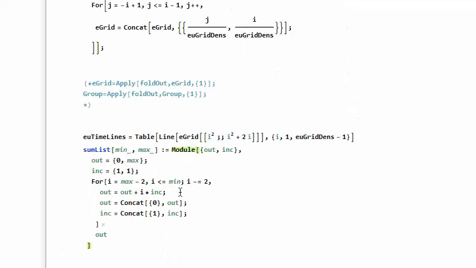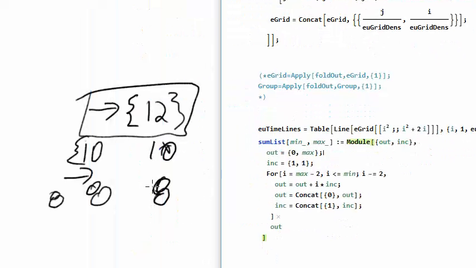Okay, so I've written a function. It's a little bit complicated, but we're going to start, like if I put in min max being 4, 12, what this would do is start out with out being 0, 12. Then we would increment it, or no, we wouldn't increment it. We just defined this other thing being increment equals 1, 1.